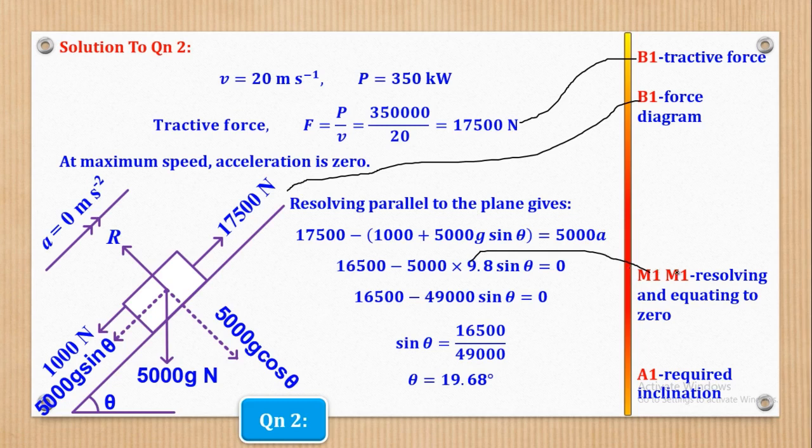Then M1 is for you to resolve and substitute. Then another M1 is for you to remember that at maximum speed acceleration is 0. So when you equate the resolved force to 0, that is where the M1 is coming from. Then when you simplify and get the final answer as 19.68 degrees, that's why you get the final mark, which is A1. So basically that's how the 5 marks could come about in this question.